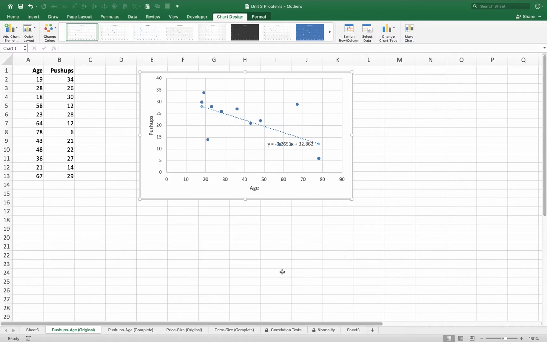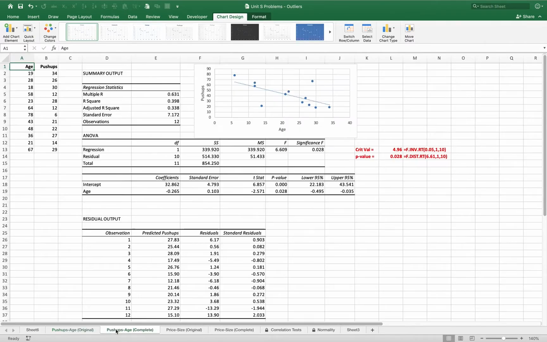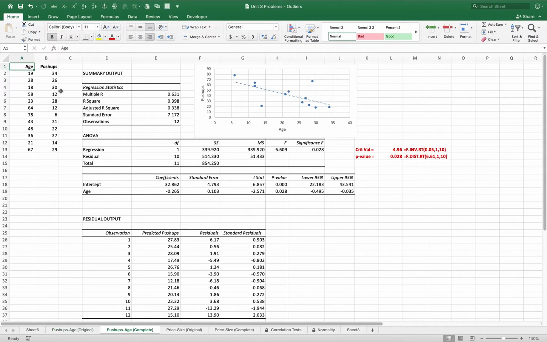All right, now let me show you the results of the regression. I've already done that, and then we're going to come back and we're going to knock off the outliers one at a time. But let me show you the results at this point. So this particular page here, here's again the age and the push-ups, and here's the chart. I didn't actually put on the trend line or the equation, but we've got it below here.